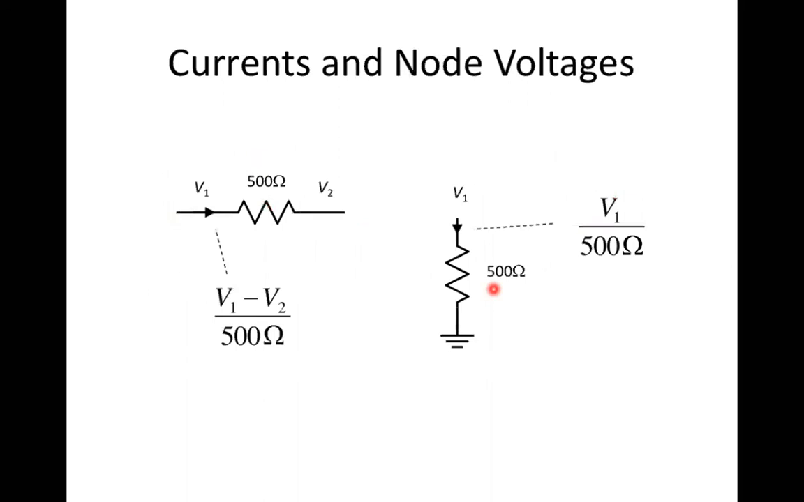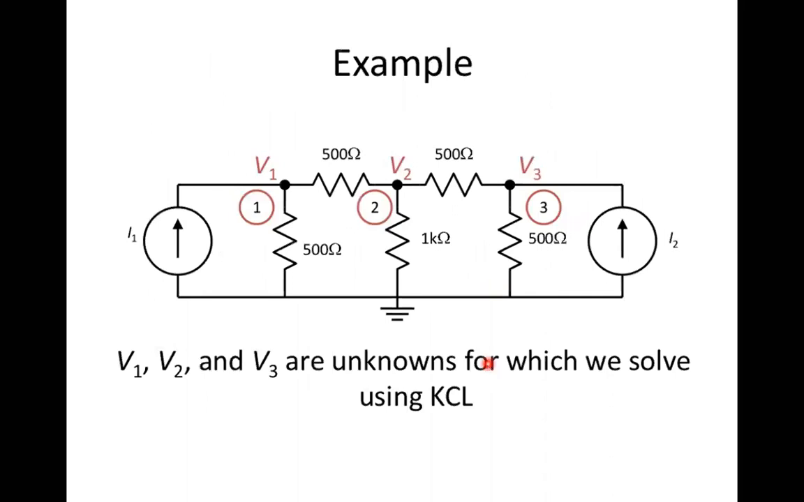So let's find out the current and node voltages. Let's see what happens at this particular junction. Again, I'm referring to this one. At this particular junction, what will be the currents as well as the node voltage?